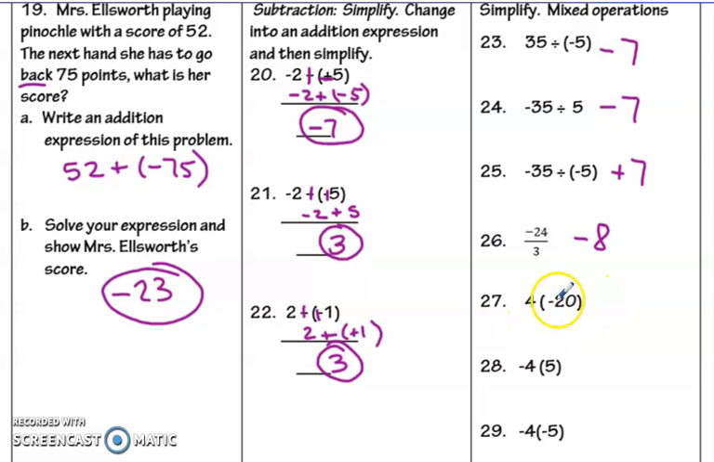Okay, we've got a negative again because there's just one negative in our problem here. And then 4 times 20 is going to be 80. 1 negative, our answer will be negative again. 4 times 5 is 20. 2 negatives, so it's going to make a positive. Okay, and positive 20. Okay.